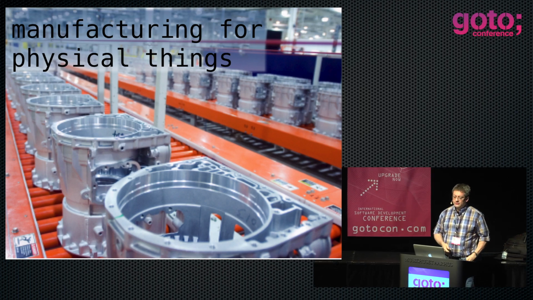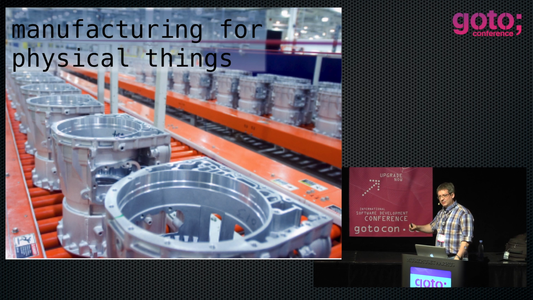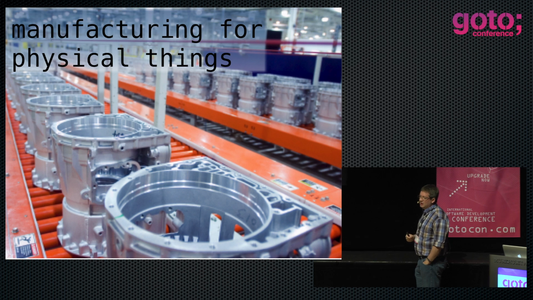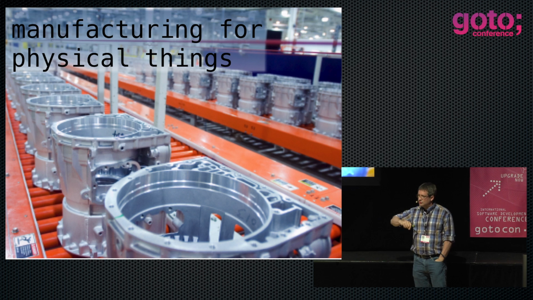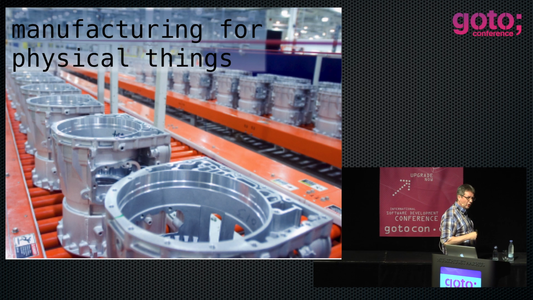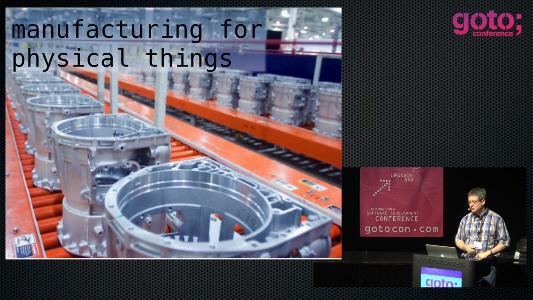Because manufacturing for physical things means stamping out atoms. And it turns out that once you've stamped atoms into a particular shape, it's really hard to unstamp them so that you can restamp them in a different shape. You have to do crazy things to melt them or change their chemical composition, etc.